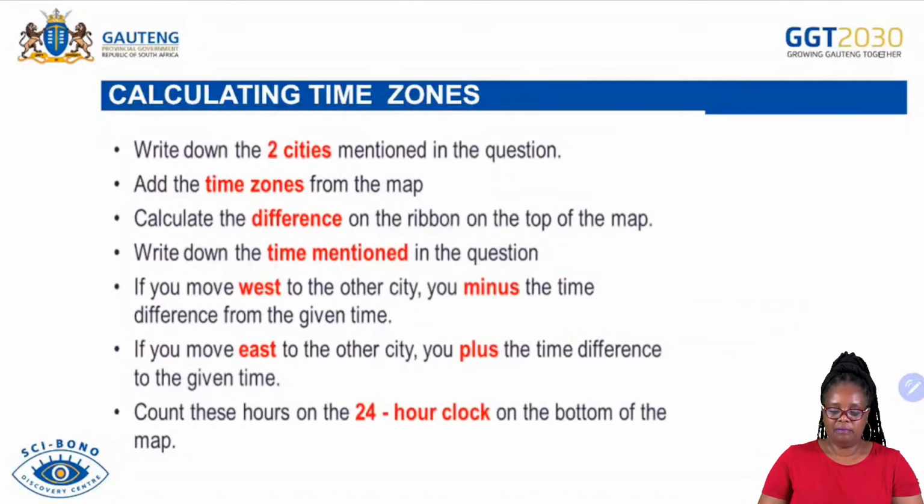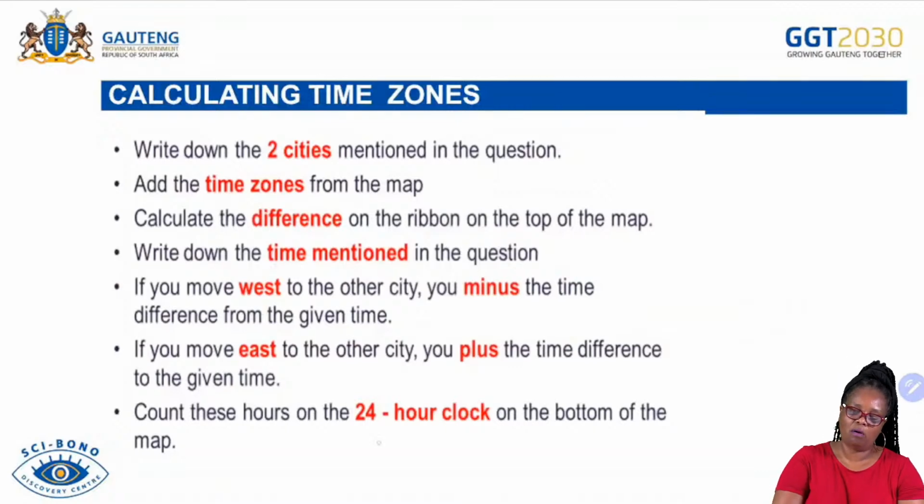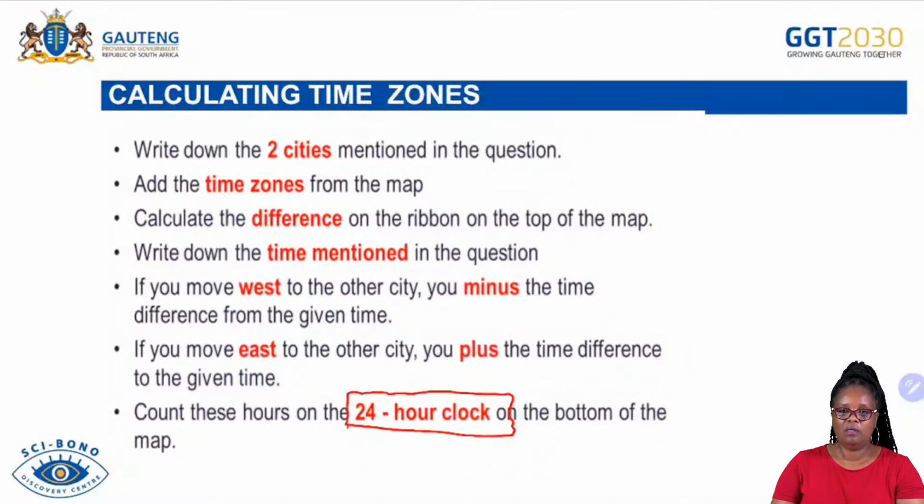then you minus. Remember our map? You minus the time difference. Then if you move east to the other city, you add the time difference. That's what we have done. Then lastly, you count these hours on the 24-hour clock. You use the 24-hour clock, the one that is embedded in the map, no calculator, so it will be easier for you to do that.